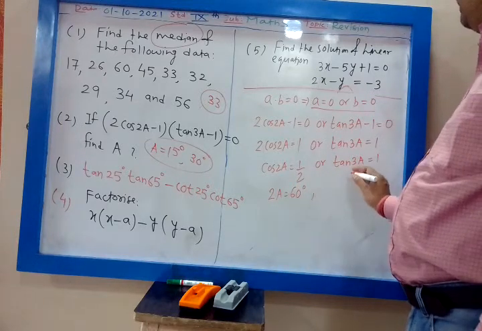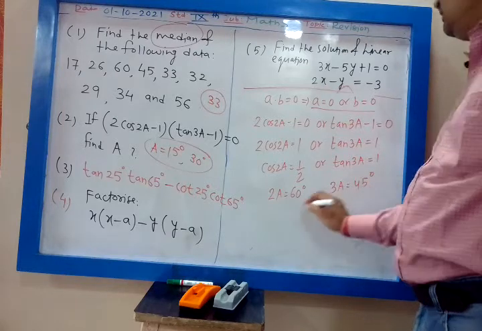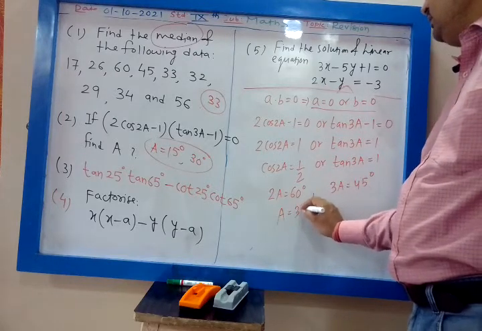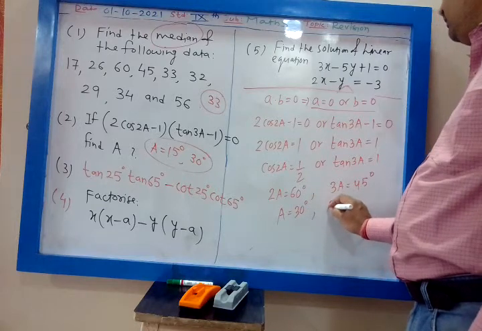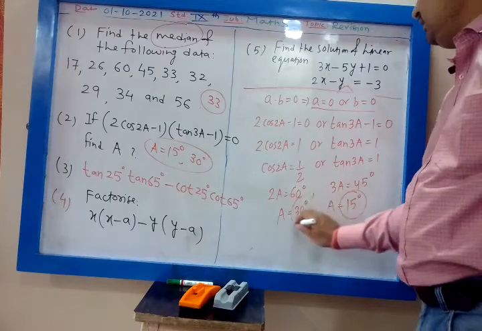Tan of which angle is 1? 45. So 3A is equal to 45 degree. So 2A is 60 degree, A will be 60 degree by 2, that is 30 degree. 3A is 45, 45 by 3, that is 15 degree. So the answer is 15 degree or 30 degree.